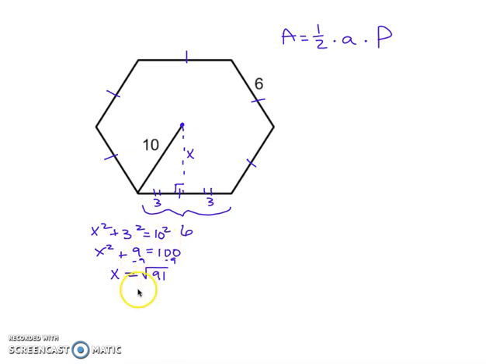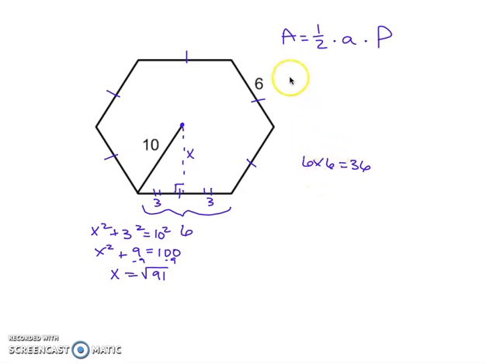So now I can set up my area of the polygon. Area equals 1/2 times the apothem, which we figured out to be the square root of 91, and then times the perimeter. So remember, perimeter is adding up all the sides, or taking one side, which is 6, and you can multiply by the number of sides. So we have 1, 2, 3, 4, 5, 6. So 6 times 6 equals 36. So that would be my perimeter, and my capital P would be 36.